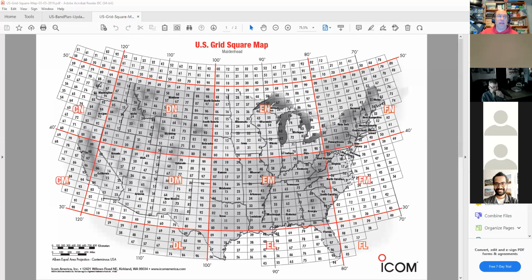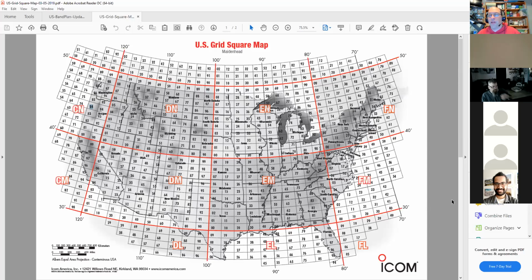Each one of those is then broken up into a 10 by 10 grid. So you have 00 up to 99. Within each of those is then broken up into 24 by 24. So you could get even more detailed. The reason that we do this is because notice that some states, some countries are really big. So let's say that I'm in Oregon and I'm marking this as CN84.